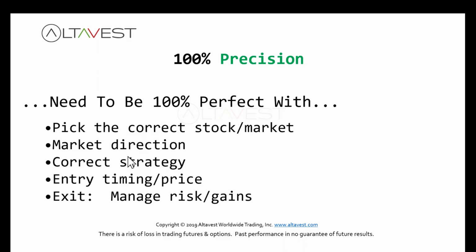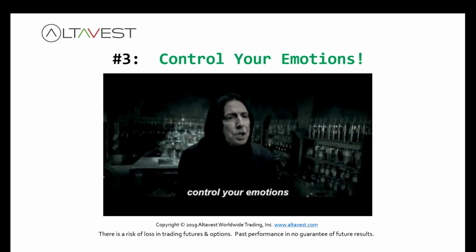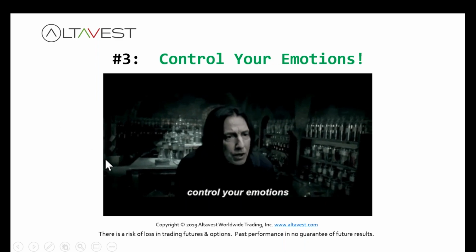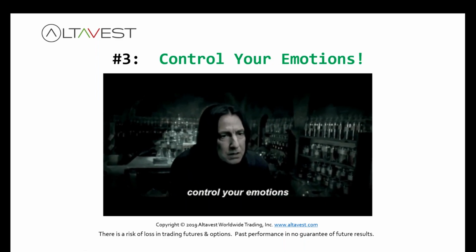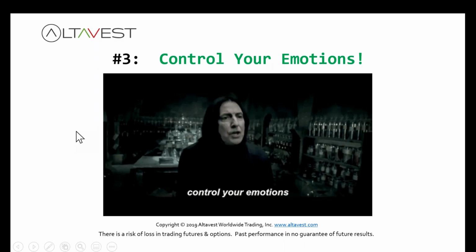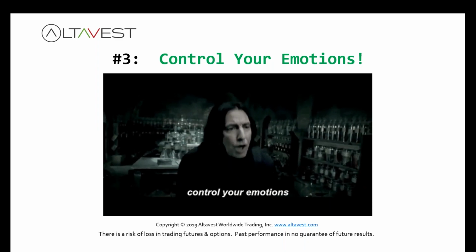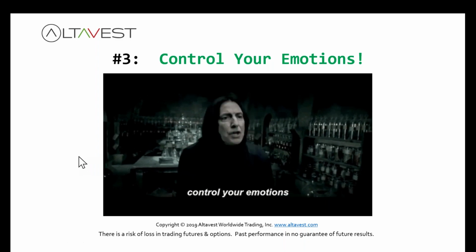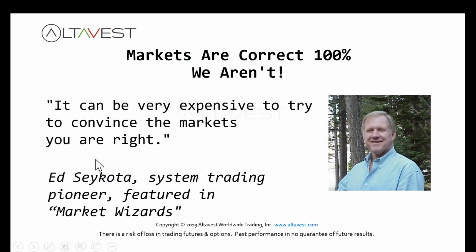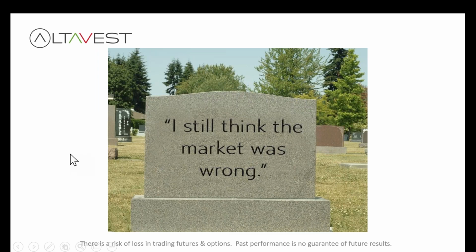So you have to pick the correct market, direction, strategy, entry, timing, and price, and then exit, manage your risk and your gains as well. So number 3, this is the biggest one, I think. Not so much a secret, but again, I think we have to step back and realize we need to control our emotions when trading, just like this chap from the movies here. Remember, it's expensive trying to convince the markets that you are right. It's from Ed Seykota. He's a system trading pioneer from the book Market Wizards. So this is really what you want to avoid, folks. You do not want to end up in this position where you're arguing with the market.